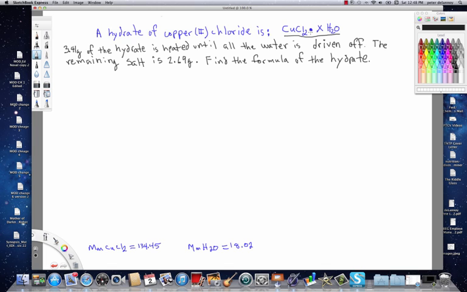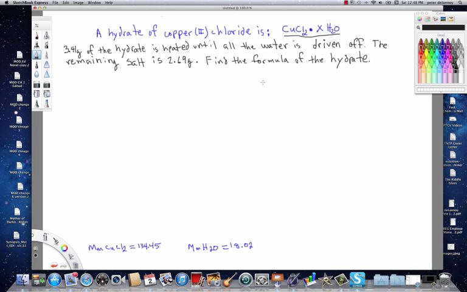The dot in this case indicates that the formula will include copper 2 chloride, and then the dot means and a certain number of water molecules. So the dot actually in this case means plus. And what we're going to determine in this problem is the actual number of water molecules. So we're going to find X is what we're going to do. So let's read the problem.